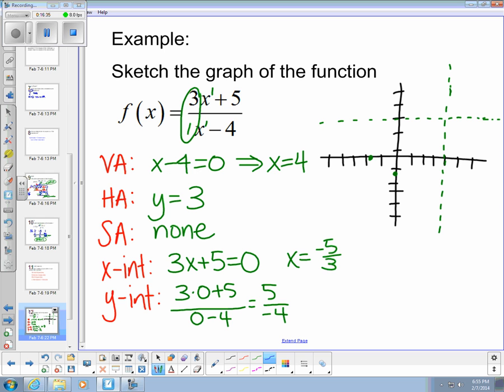The parent function of y equals 1 over x looks like this. So our graph is usually going to look like this. Now there are a few that, if they have more than one vertical asymptote, will look a little different. But we need a graph that looks something like this.